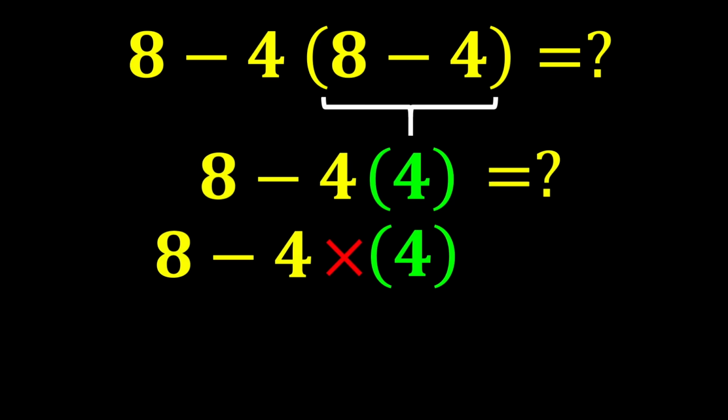In mathematics, when a number is written next to parentheses, it means that the number is multiplied by the expression inside the parentheses. However, for simplicity, we usually do not write the multiplication sign.